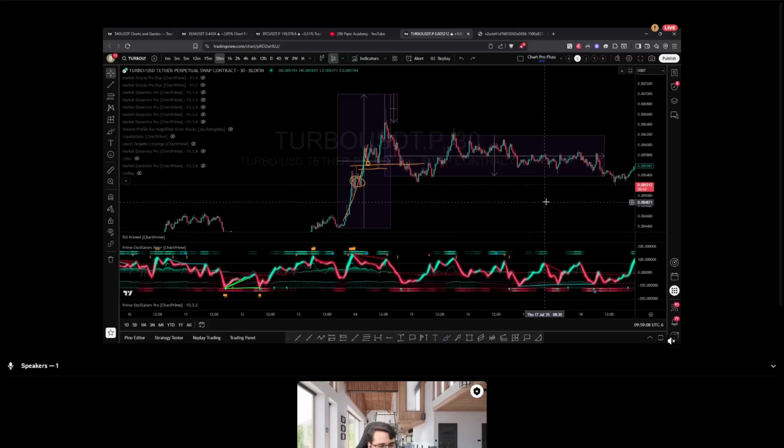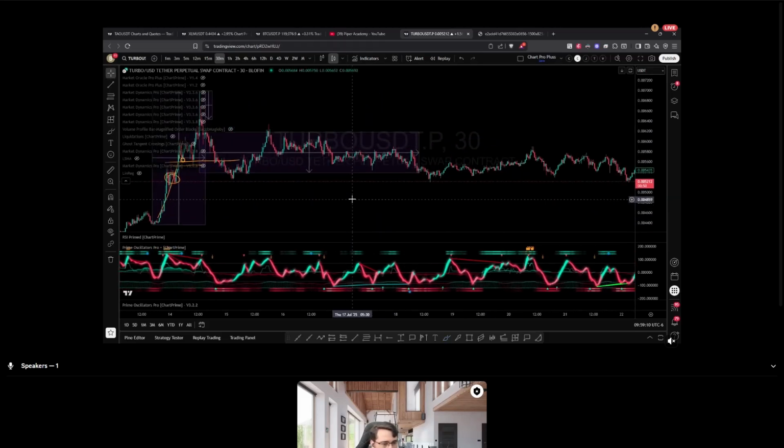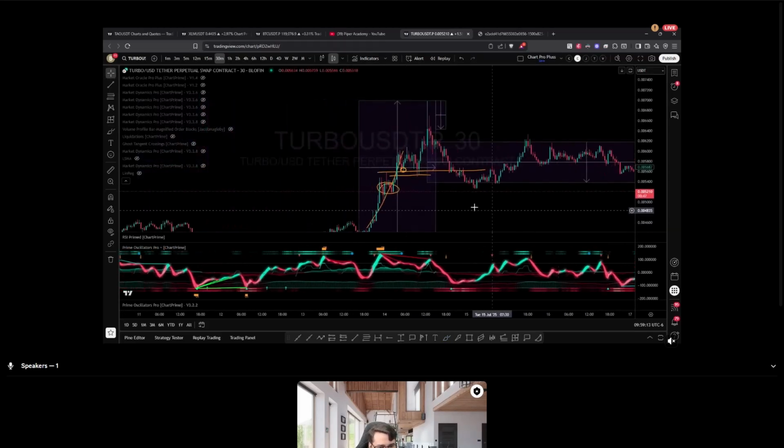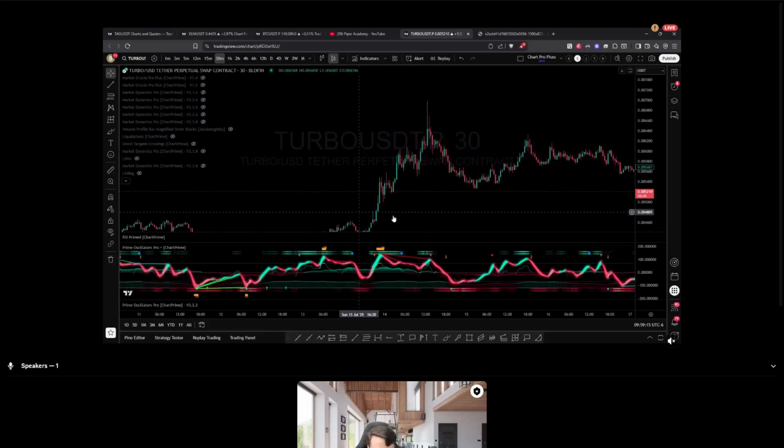All right, so let's go back to the liquidity hunt psychology factor. Let's grab the same example in here. When you see this, well, it's not that you see it.